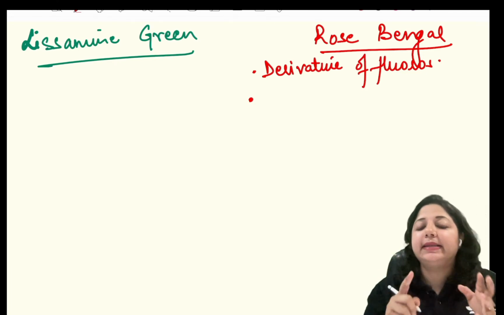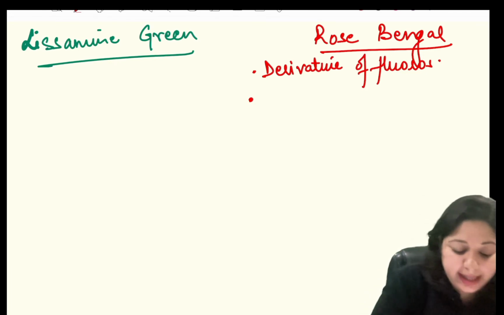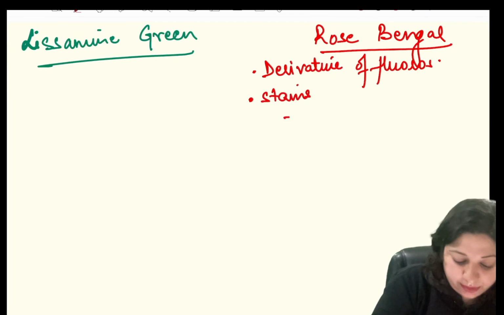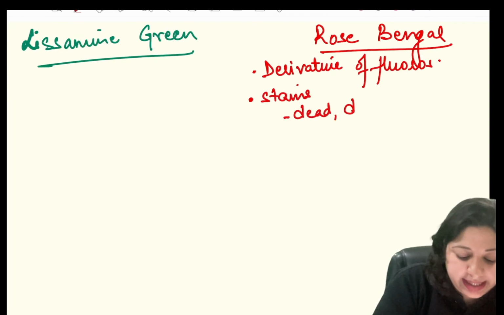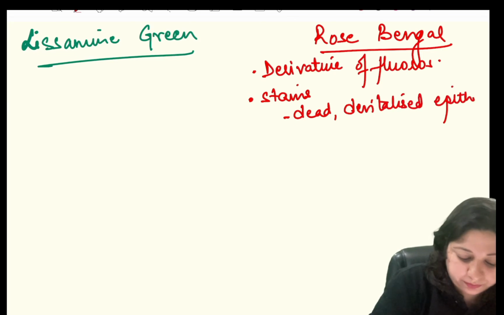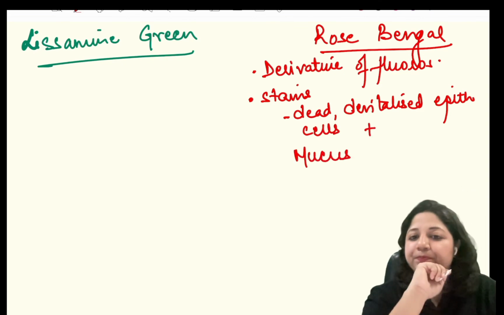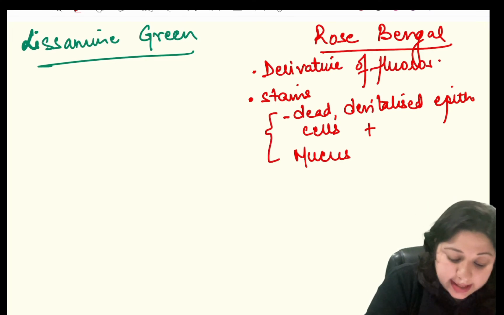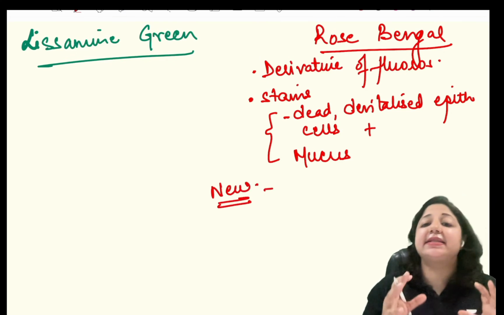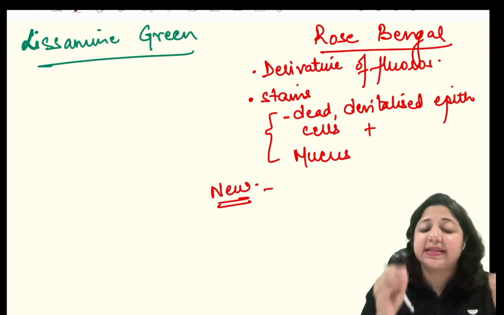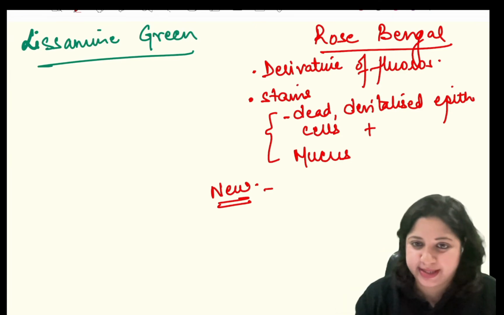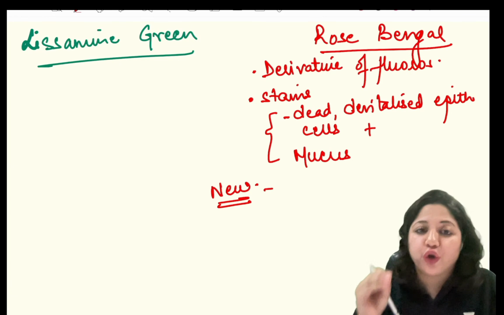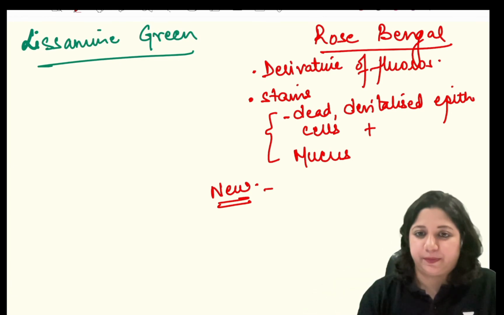Important thing is, it delineates, or it stains, what? Dead, devitalized epithelial cells plus mucus, right? But this was an older concept. The newer concept says it stains anything. It stains any ocular surface which is not protected by the tear film, right?